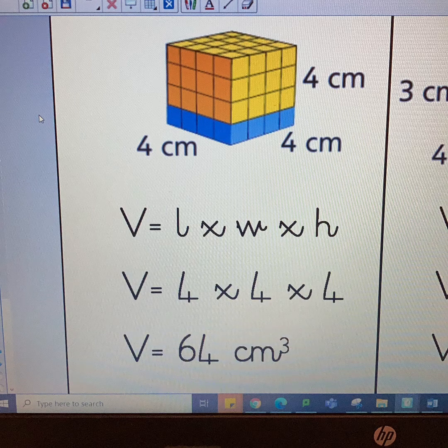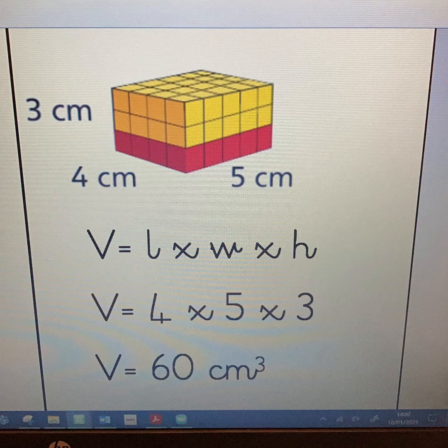Hopefully at this point, you're starting to understand why, although we can just count the cubes, it's not the most efficient way. It's going to take you quite a long time to count 64 cubes. Whereas if we do it this way and we use our multiplication skills, it's a lot easier. For the other one then, which was Kate's, and Kate had a cuboid, the volume would be 4 times 5 times a height of 3. So 4 times 5 is 20. Times by 3 is 60 centimetres cubed.